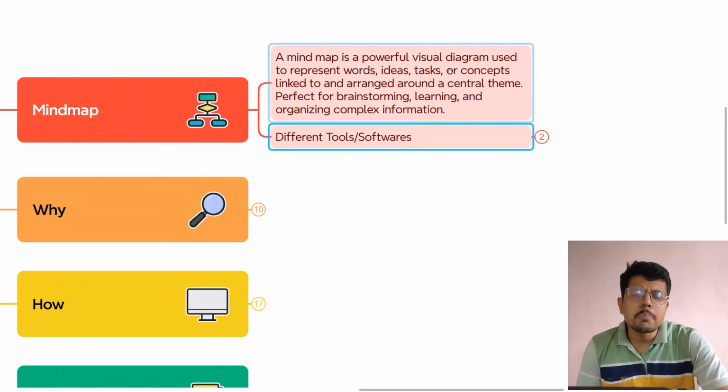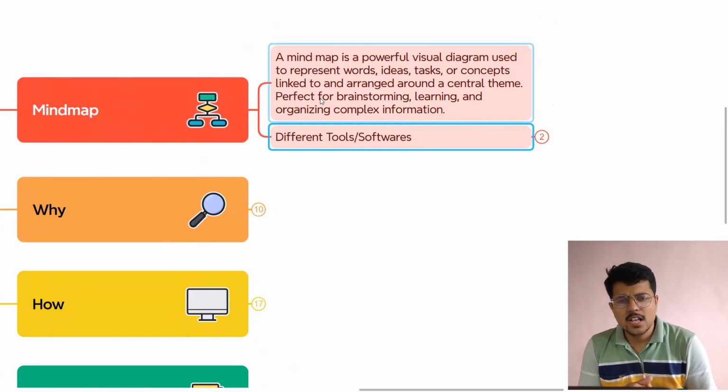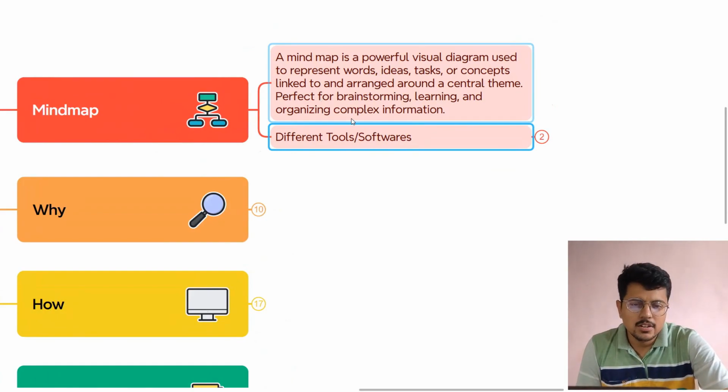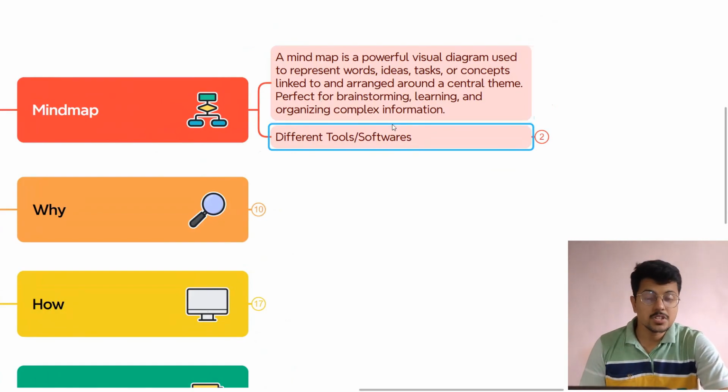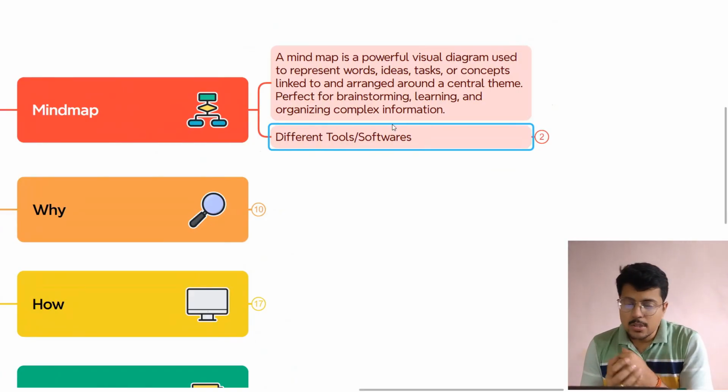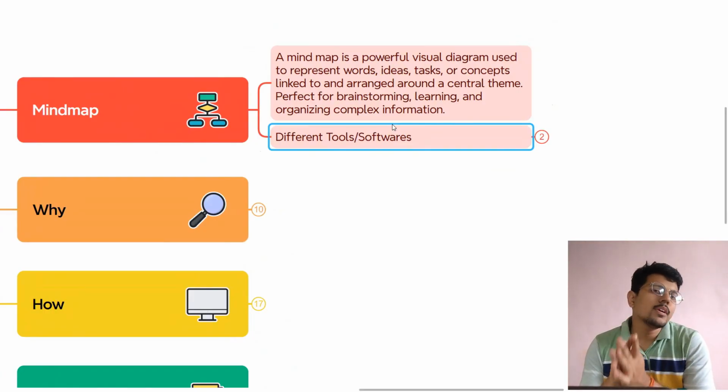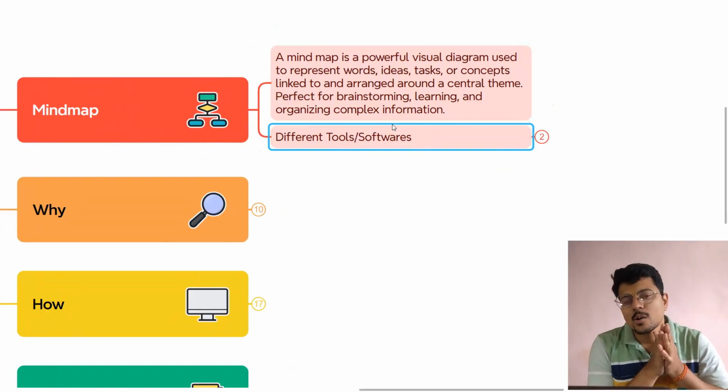So a mind map is a powerful visual diagram used to represent words, ideas, tasks, and concepts linked to and arranged around a central theme. It's perfect for brainstorming, learning, and organizing complex information, and with many softwares coming for mind map, you can also present your ideas in an innovative new way.